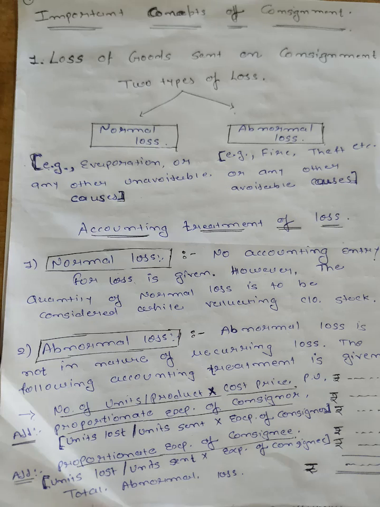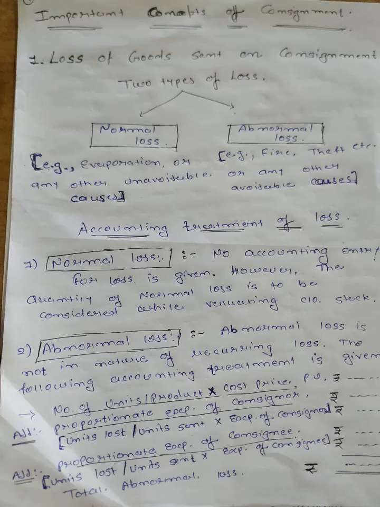If you send some liters of petrol, it is possible that some quantum of this petrol may evaporate in transit, and it will happen whenever you send petrol or any other liquid of an evaporating nature. So it is natural. You have to assume that it will happen. Well, abnormal loss is not recurring in nature. It is non-recurring. It will happen with an abnormal cause.